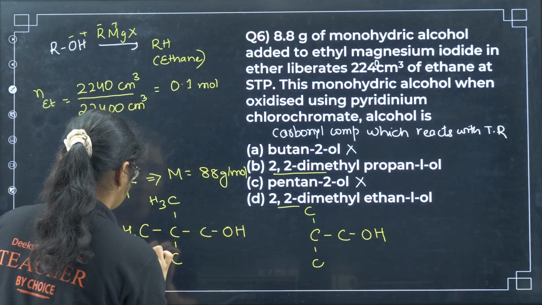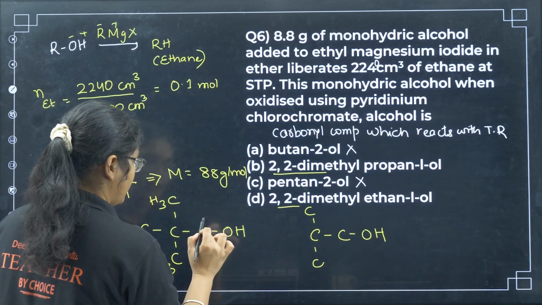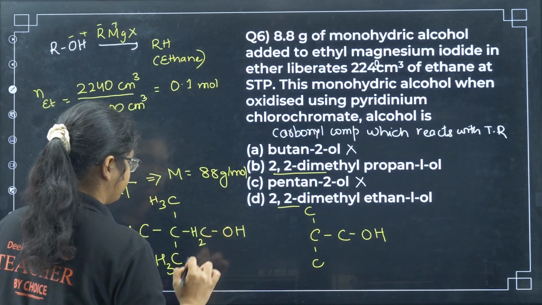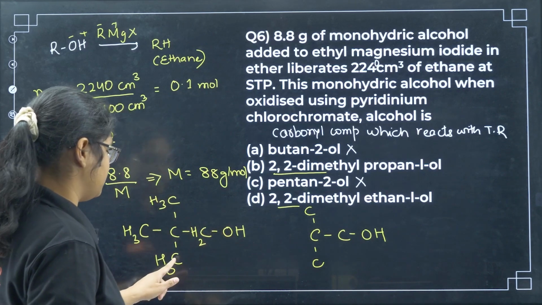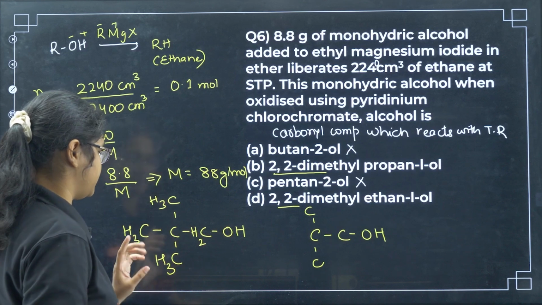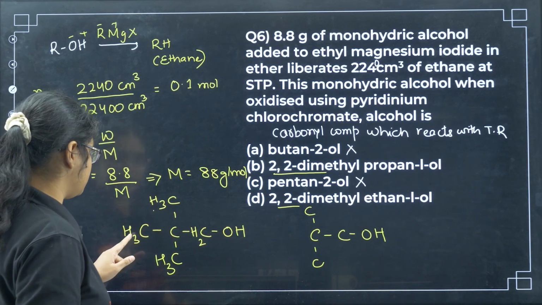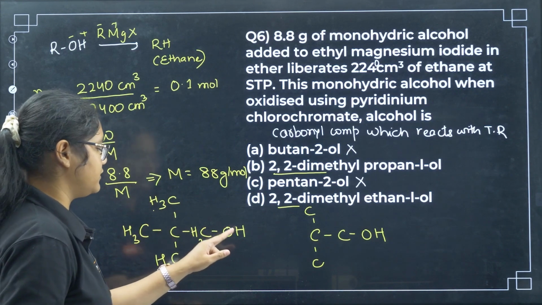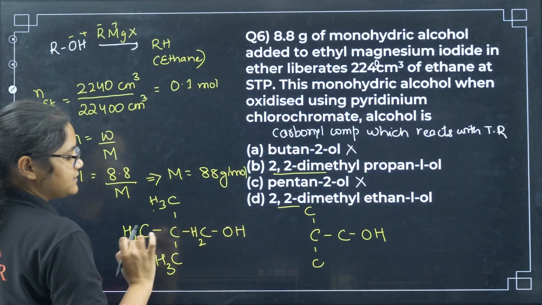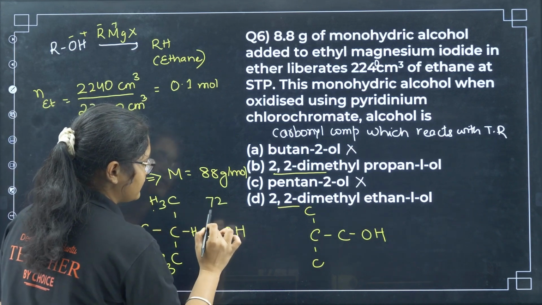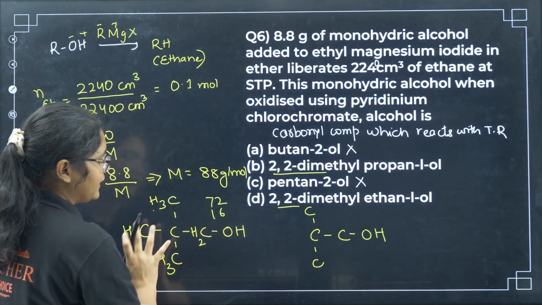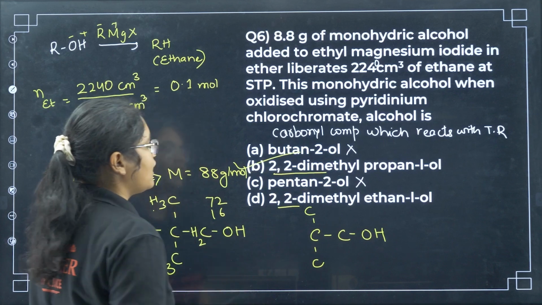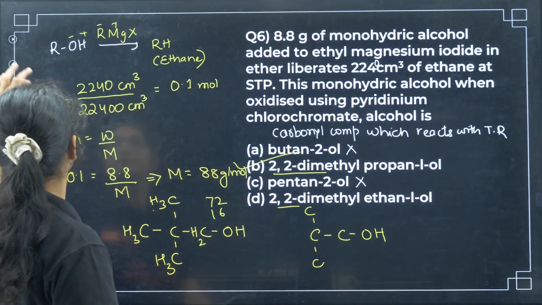So let us check for both, and here I need to have 2H. So 1 2 3 4 5, 12 fives are 60. Then here I have 3, 6, 9, 10, 11, 12. So 60 plus 12 is 72. Now 72, and then oxygen is there, so total 88 gram per mole. So obviously the answer is option number B here.